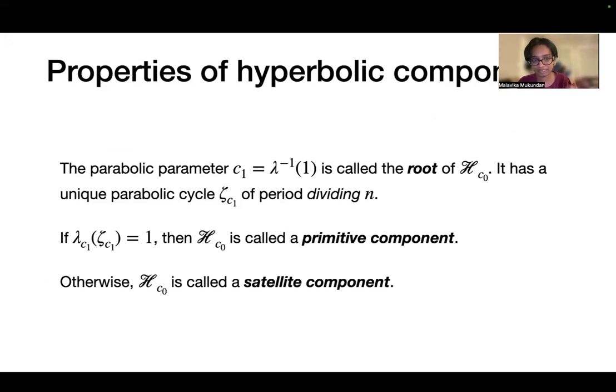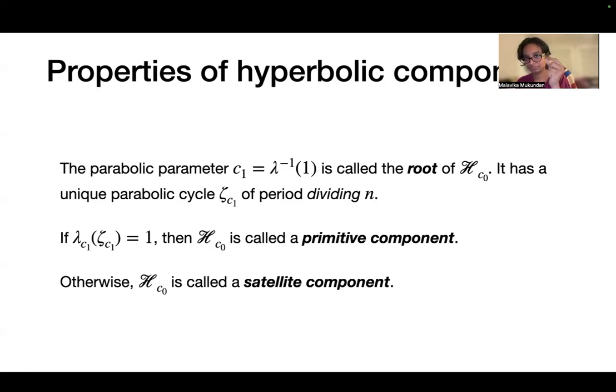So if the multiplier of the cycle is equal to 1, then H_C0 is called a primitive component. Otherwise, H_C0 is called a satellite component. Another way to think about this is that a primitive hyperbolic component is one in which these attracting cycles, as you tend towards the root, don't degenerate into a smaller period cycle. The parabolic cycle is of the same period as the period of the component. That's a primitive component. A satellite component is of the opposite category.